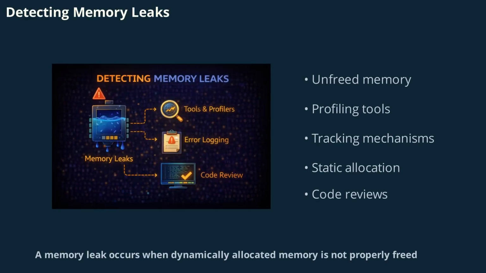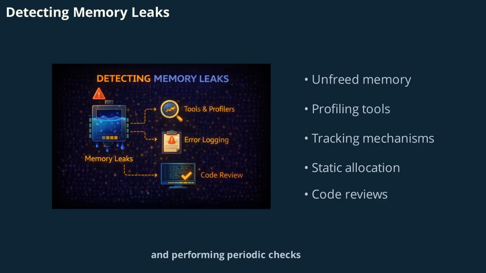Memory leak occurs when dynamically allocated memory is not properly freed, leading to gradual depletion of available memory. In embedded systems, this can be catastrophic, especially in devices that run for long periods. Detecting leaks involves using memory profiling tools, tracking allocations, and performing periodic checks. Prevention strategies include careful management of dynamic allocations, using static allocation when possible, and thorough code review. Addressing memory leaks is essential for system reliability.